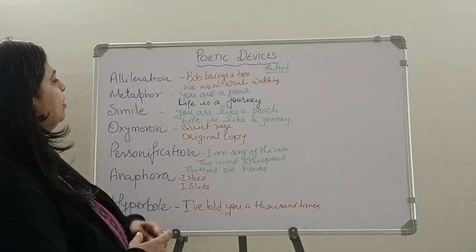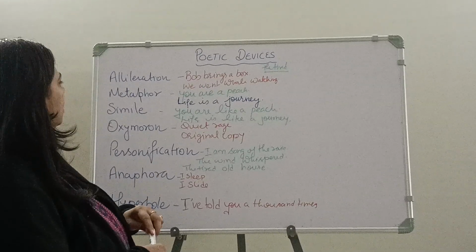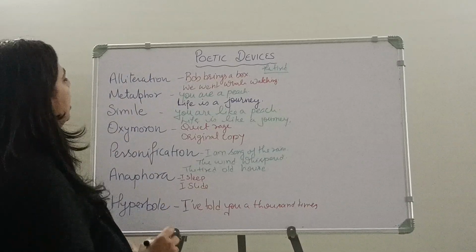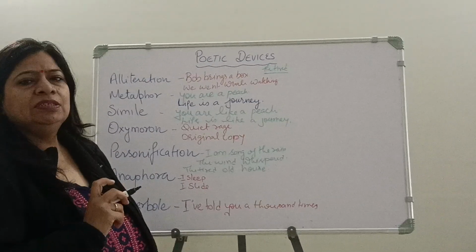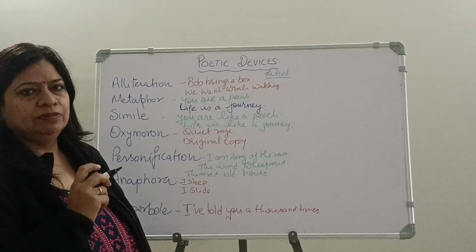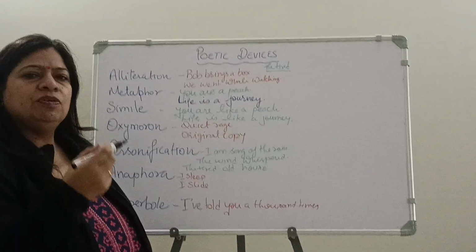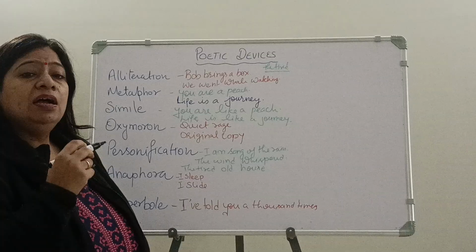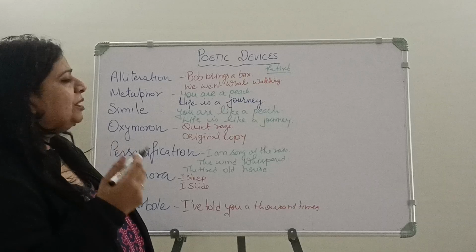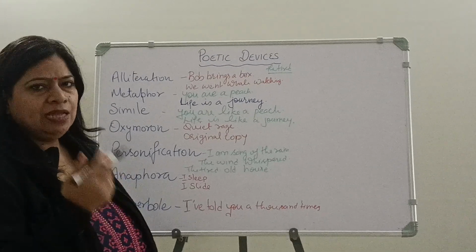First of all, I will take alliteration. Alliteration, you must remember, must learn the spelling. What is alliteration? In alliteration, we have a repetition of a sound. Sometimes children mistake it as a repetition of a letter, but no, it's a repetition of a sound, right? So when we have the repetition of a sound in two or more than two words, that is alliteration.